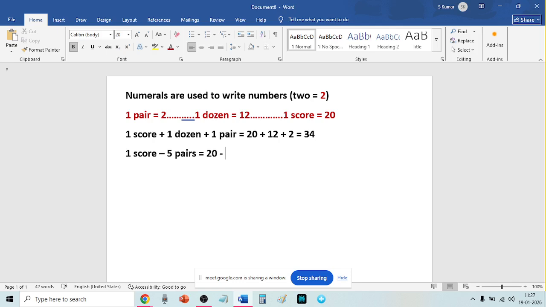So that is one score. For 5 pairs, what will I write? 20 minus 5 pairs. For 5 pairs, what number will you write? That will be 10.